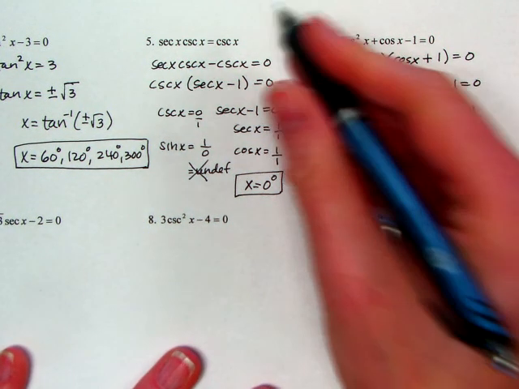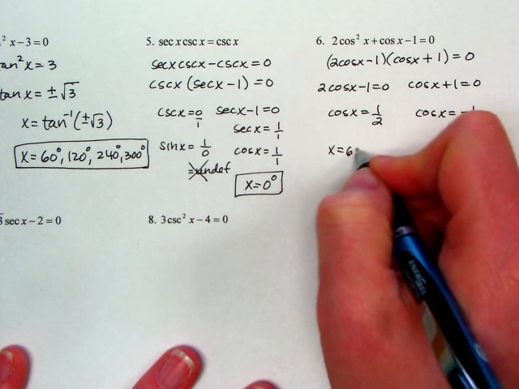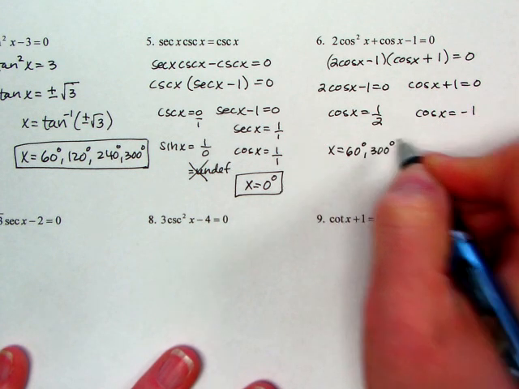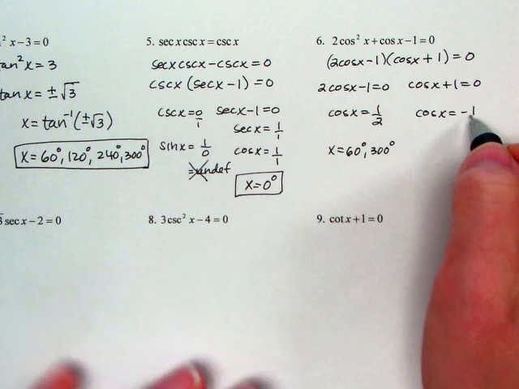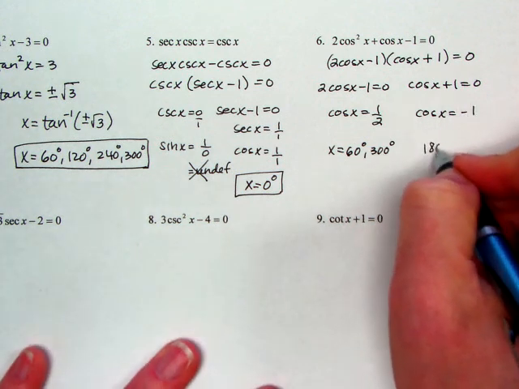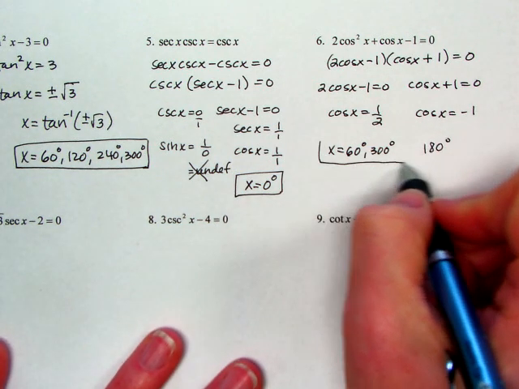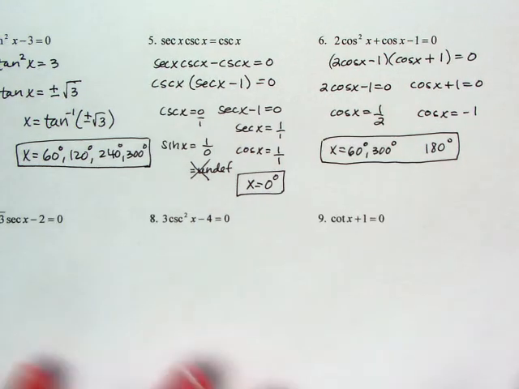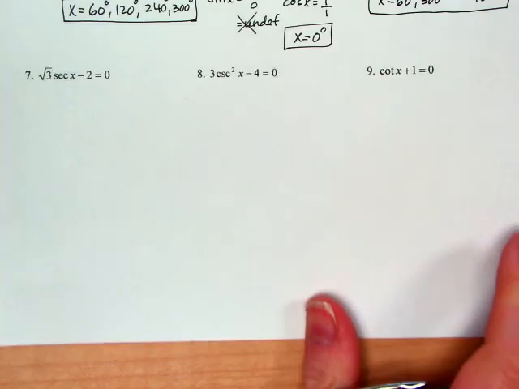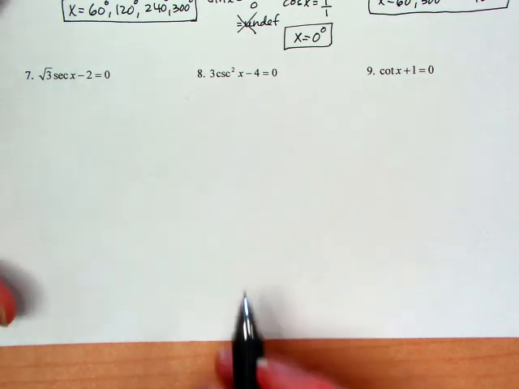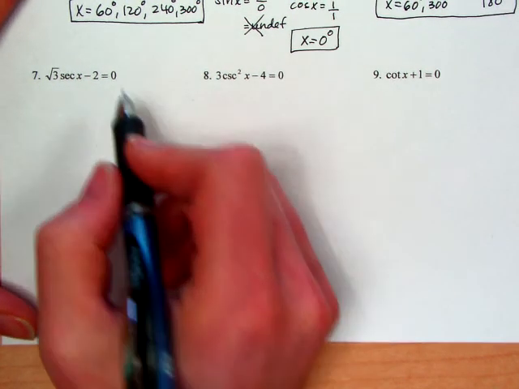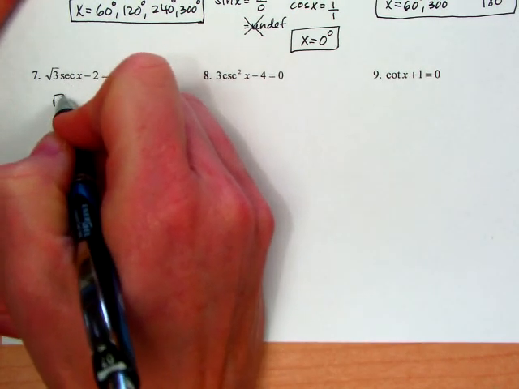So using the same answers from above, I get 60 and 300, because this is the same as number 2. And then this one says cosine is -1, and that happens at 180 degrees. So I've got 3 answers total on this problem. 3 more to go. Next, we're going to deal with a secant, which is the flip of cosine. So we're going to solve it as far as we can and then flip it so we can find our cosine value. So secant, square root of 3 secant.